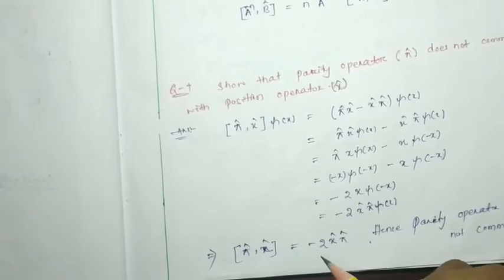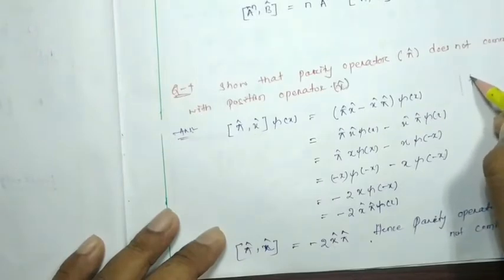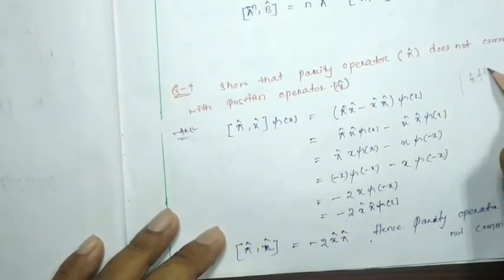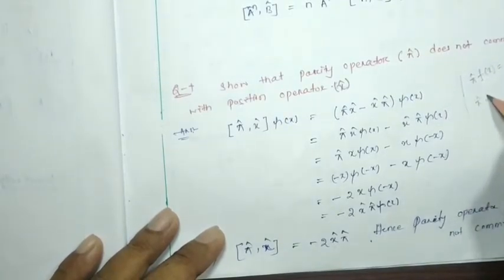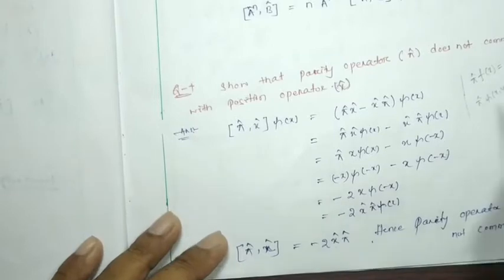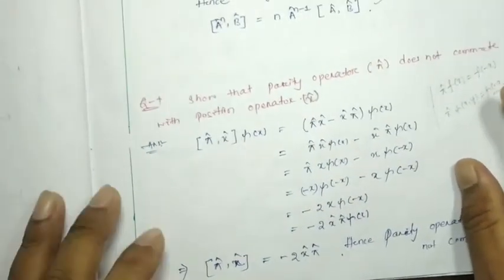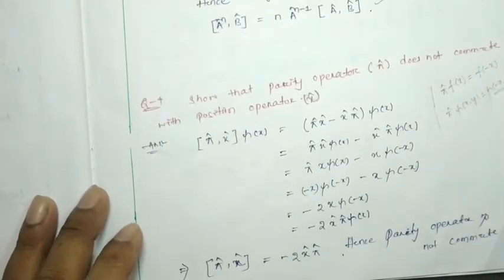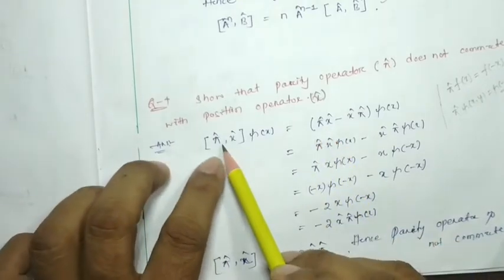That means in our previous video we studied that when pi cap operates over f(x), it gives f(minus x), or when pi cap operates over, suppose psi is a function of x and y, it will be psi as a function of minus x and minus y. The space coordinate sign is changed when the parity operator operates over a function.